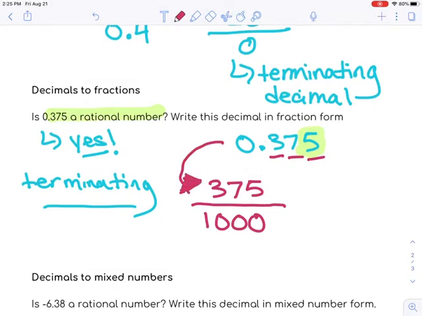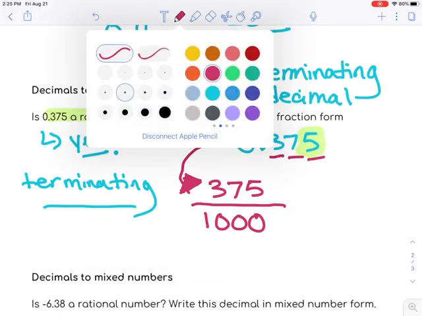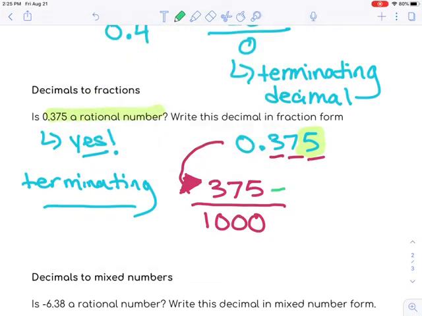But we're not done here because we want to simplify. So let's simplify. What can we divide both 375 and 1,000 by? So I'm going to think a little bit bigger here. I'm going to divide by 25. If your first thought was to divide by 5, that's great. You can do that. You're just going to take a little bit more extra steps than I am because I'm going with a bigger number. But it's totally fine. Divide by 5 if you want to start with that. You're just going to have to do a couple extra steps.